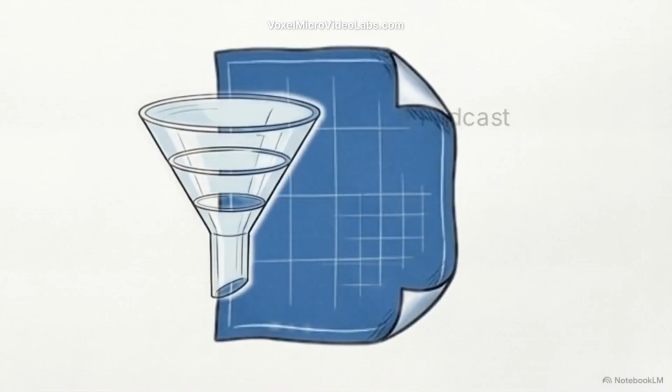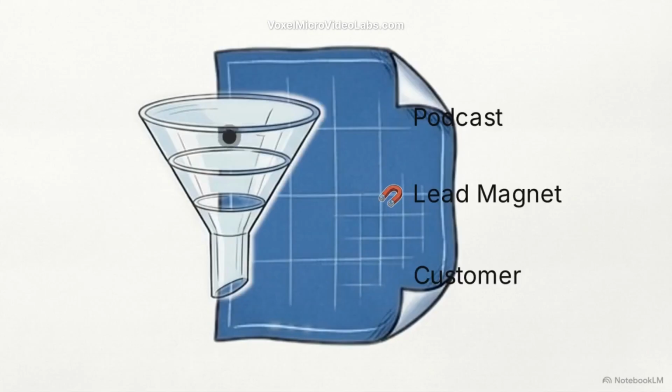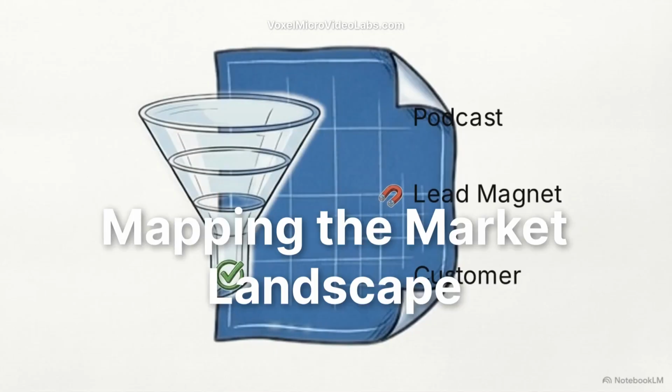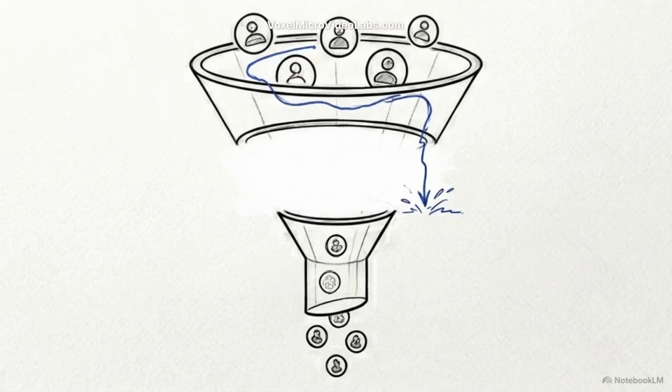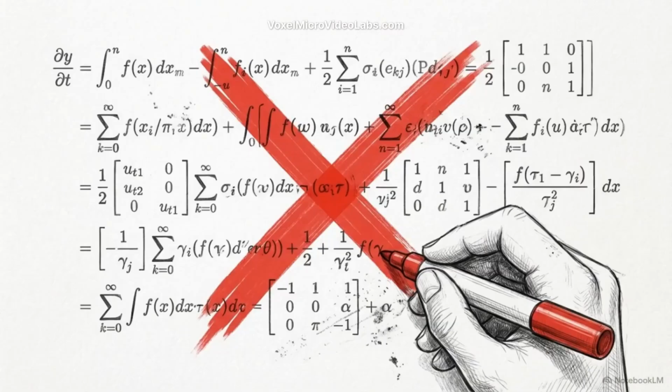This chart shows exactly where your podcast fits within your broader marketing strategy. The user journey begins at the top podcast layer, flows down into a lead magnet, and eventually converts listeners into paying customers. If you skip mapping out this funnel, you have no mechanism to track listener conversion. That makes measuring the return on your investment a mathematical impossibility.